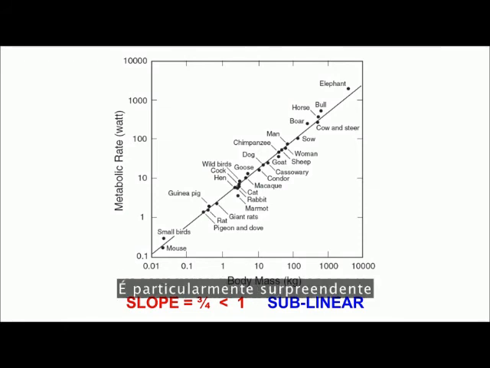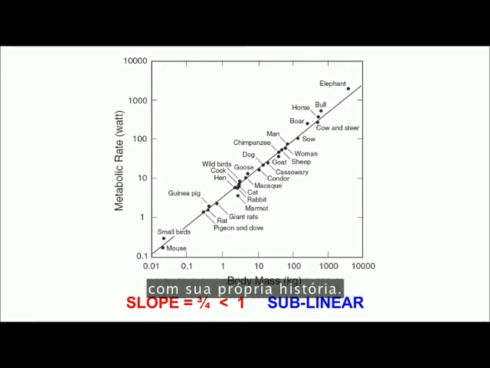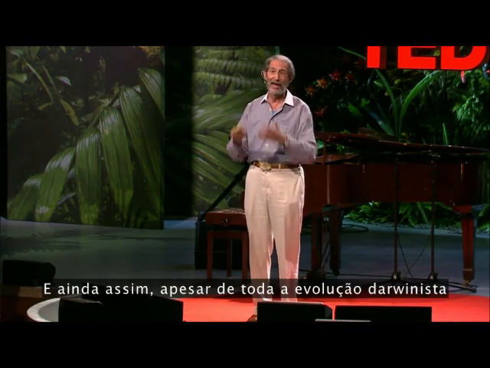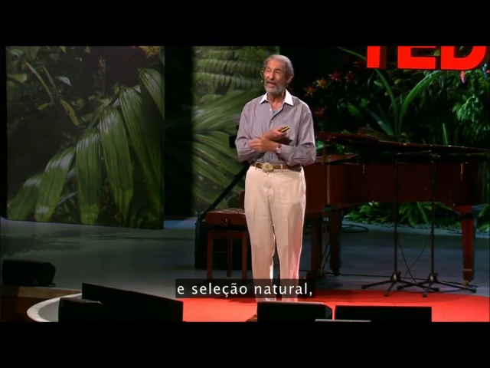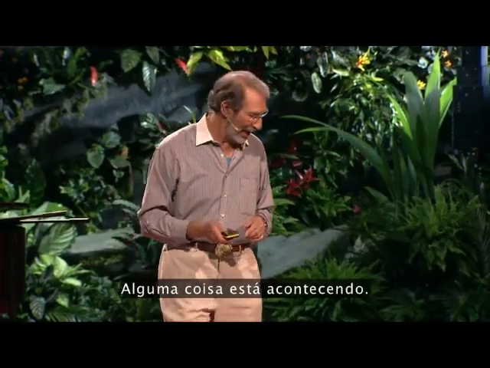It's particularly astonishing because each one of these organisms, each subsystem, each cell type, each gene has evolved in its own unique environmental niche with its own unique history. And yet, despite all of that Darwinian evolution and natural selection, they've been constrained to lie on a line. Something else is going on.